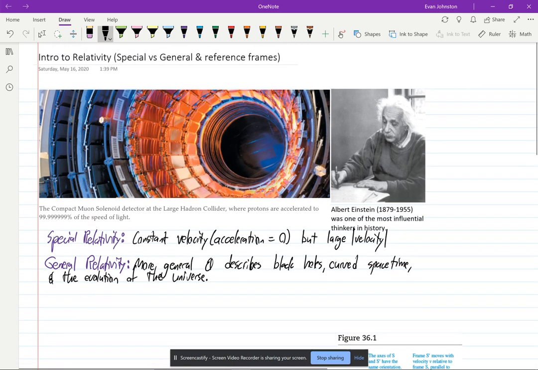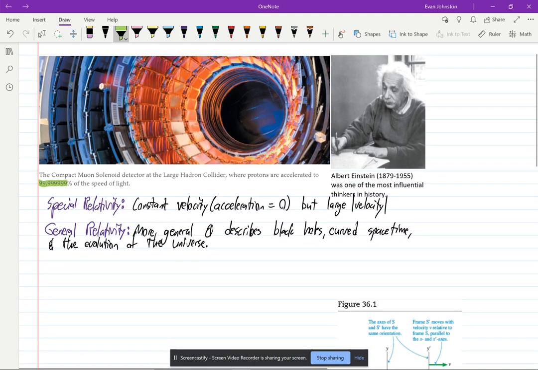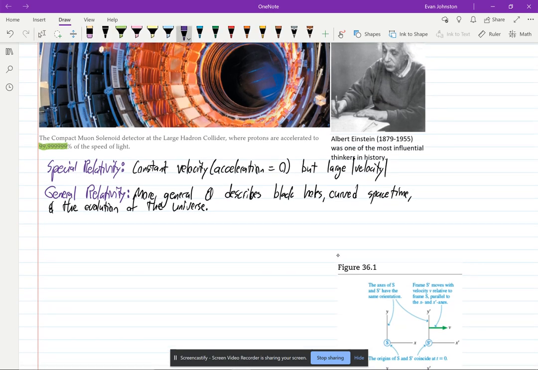Now, this top picture that I put in here shows the Compact Muon Solenoid detector. It's a mouthful. It's at the LHC, the Large Hadron Collider, the world's biggest particle accelerator, where protons are accelerated to 99.99999% the speed of light. So they're wicked fast. Now, the speed of light is given the symbol c. We use this every once in a while, and the speed of light, aside from just being huge, is actually 3.00 times 10 to the 8 meters per second.